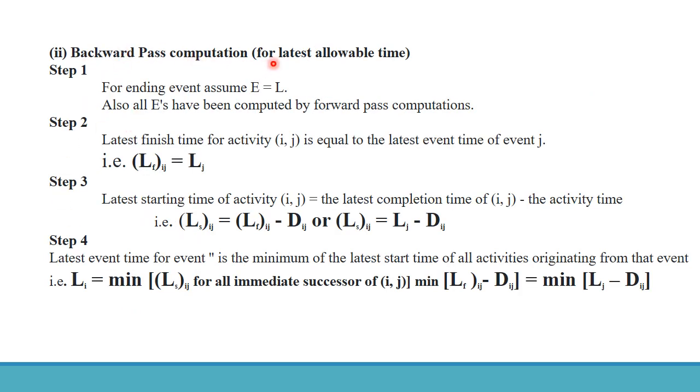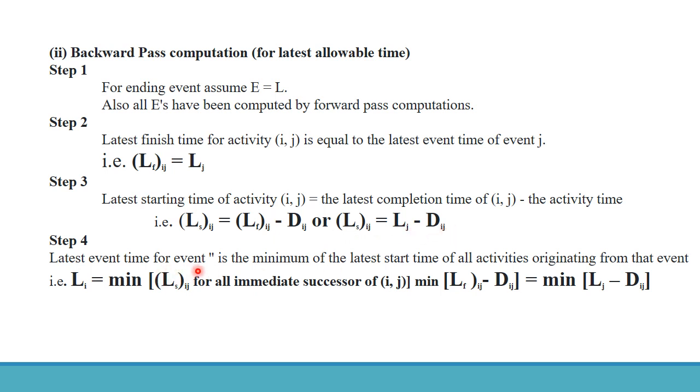The backward pass computation for latest allowable time. For an ending event, assume E is equal to L. Also, E has been computed by the forward pass computation. The latest finish time of activity i-j is equal to the latest event time of event J. That is, LF_ij is equal to L_j. The latest starting time of activity i-j is equal to the latest completion time of i-j minus its duration. That is, LS_ij is equal to LF_ij minus D_ij, or LS_ij is equal to L_j minus D_ij.